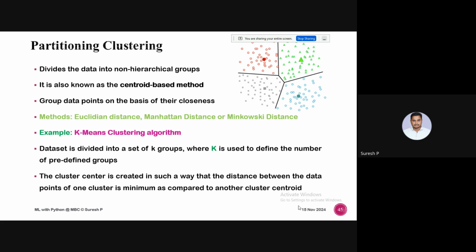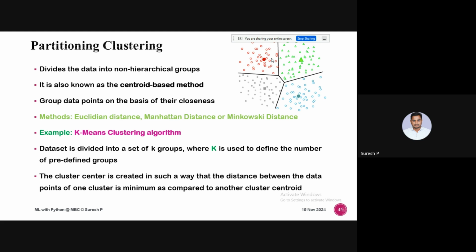This partitioning clustering is based on centroid. Okay, that's why it is also referred to as centroid based method. Here in the picture, you can see a diagram. So here the centroid point will be identified. So based on the centroid point, the data points will be grouped. The data points will be clustered. So between every data point and the centroid, the distance will be calculated. So based on the distance, the data points will be attached with each centroid point.